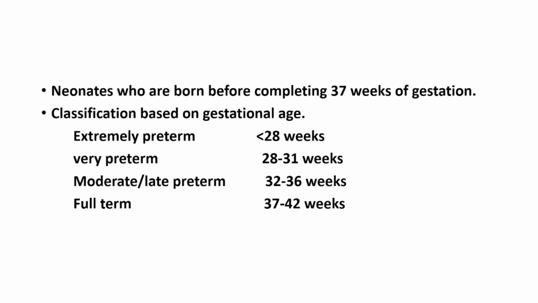By definition, neonates who are born before completing 37 weeks of gestation are termed as premature. Premature babies are further classified based on their gestational age. Extremely preterm is the term used for the neonates who are born less than 28 weeks of gestation. Very preterm is used for the neonates who are born between 28 to 31 weeks of gestation. And moderate or late preterm is the term which is used for the neonates who are born between 32 to 36 weeks of gestation. Beyond the 37 weeks of gestation, the neonate is termed as full term.